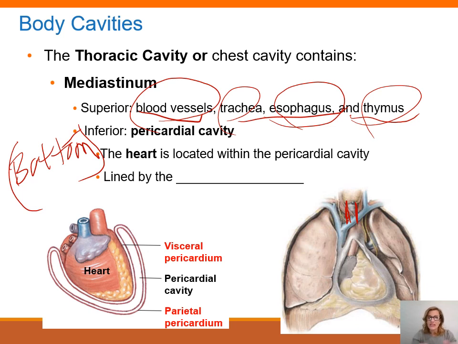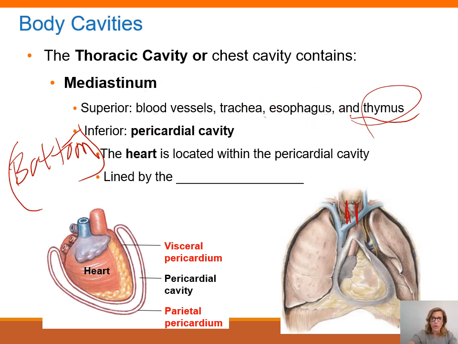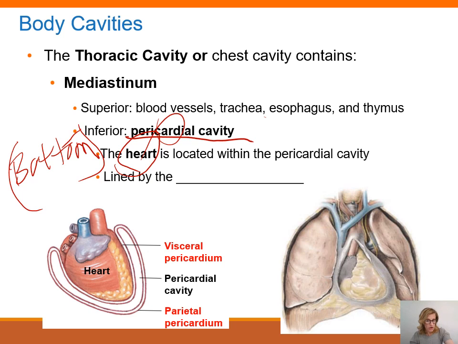Then in the inferior, or the bottom, portion of the mediastinum, we have another body cavity, the pericardial cavity. Again, cardio means heart, so the pericardial cavity is the cavity around the heart. So again, the heart is located within the pericardial cavity, and you know that there should be another serous membrane here, and the serous membrane is called the pericardium.